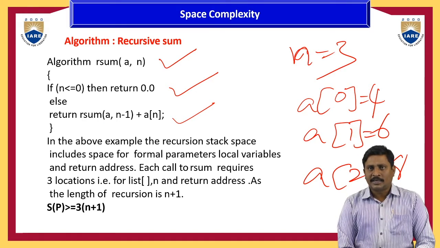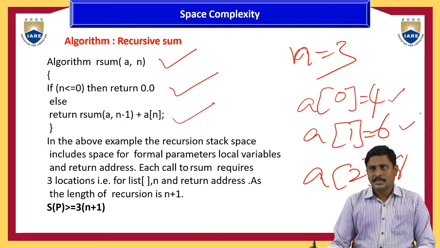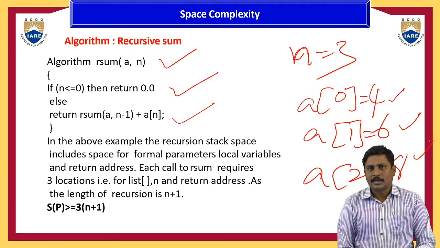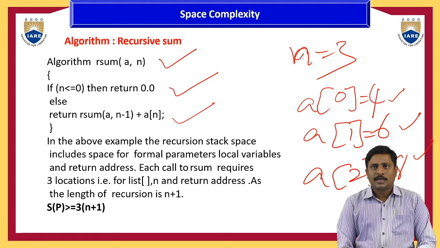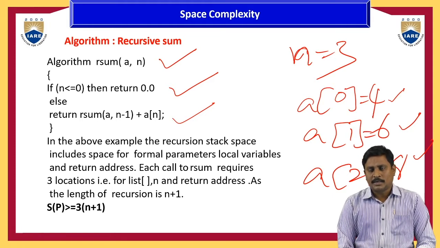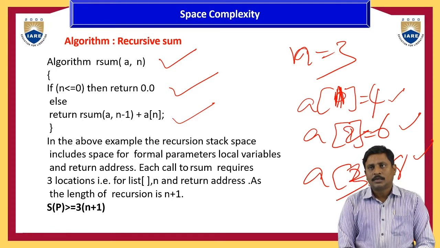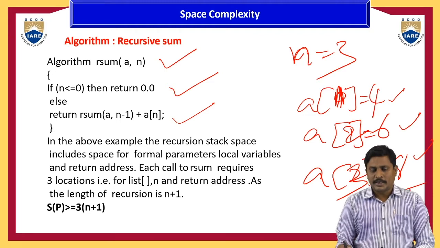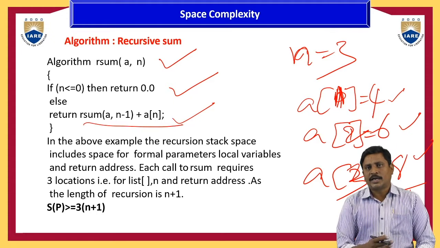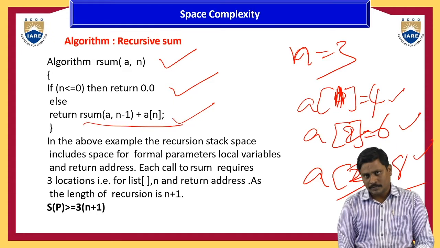N value is 3, and 3 minus 1 is 2. Up to a of 2, we add those. So a of 2 means 4 plus 6 plus 8. 10 plus 8 is 18. Otherwise, we take these values from 1: a of 1, a of 2, a of 3. When we add a of 1, a of 2, a of 3 values, we get the sum value 18. We return that sum value directly. Recursively, we call one by one and add them.